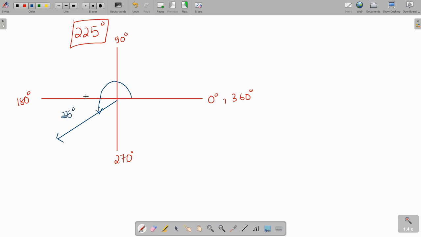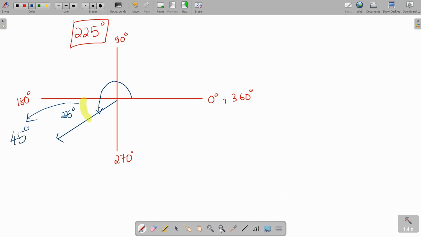225 degree. Now my main focus here is to identify an acute angle for this particular thing. So the acute angle that this angle makes with the x-axis is this particular distance. What is the distance? How much is it more than 180? That value is 45 degree.